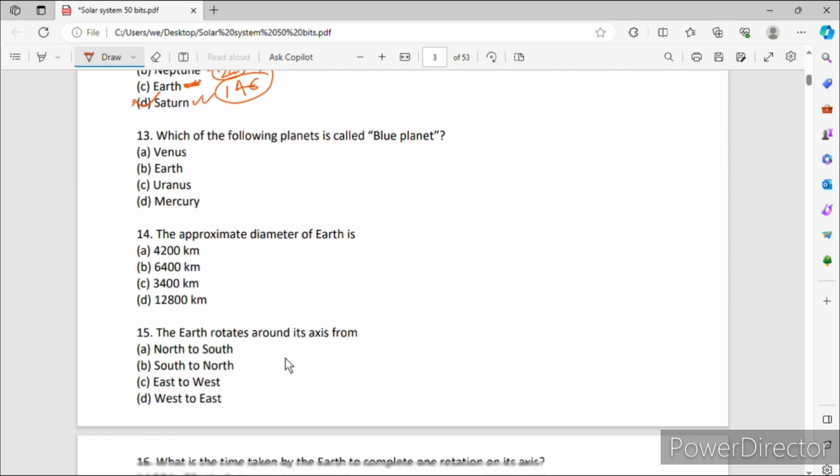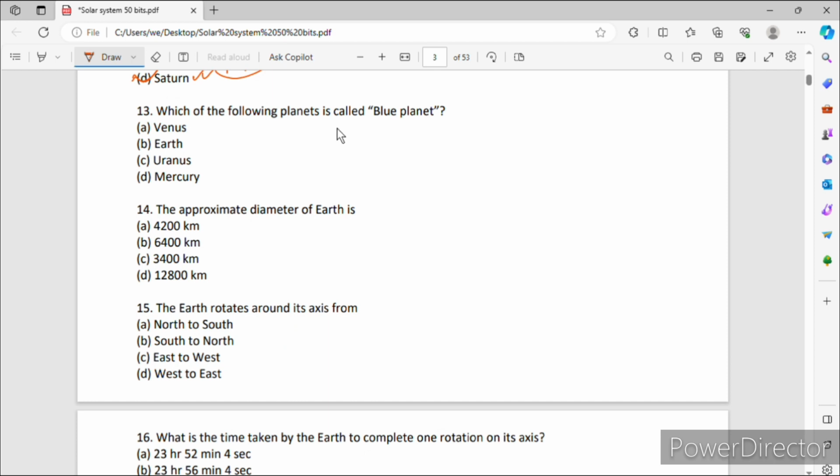Okay. Next question, which of the following planets is called the blue planet? The options are Venus, Earth, Uranus, Mercury. In this, Earth is the answer. Because Earth's surface has an abundant quantity of water, it is visible from space as blue. So it's called the blue planet.